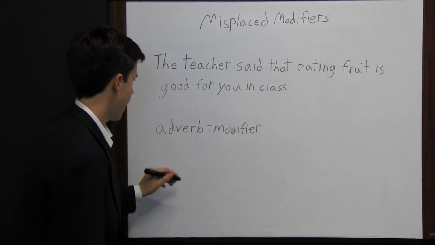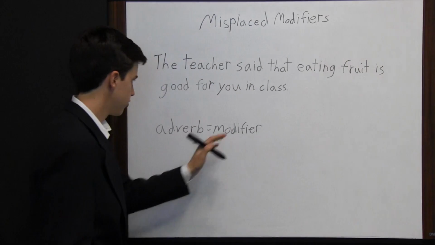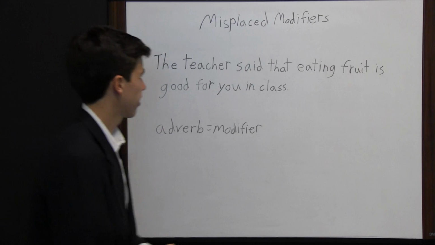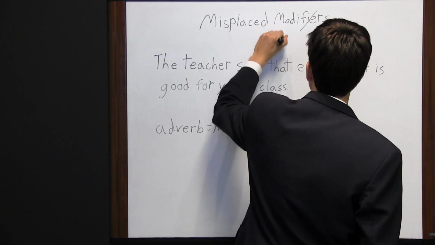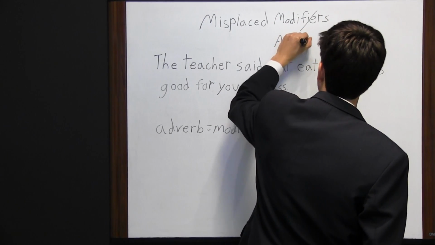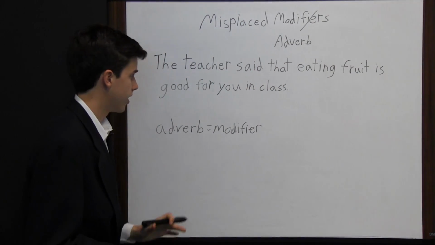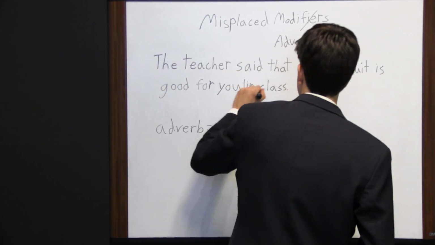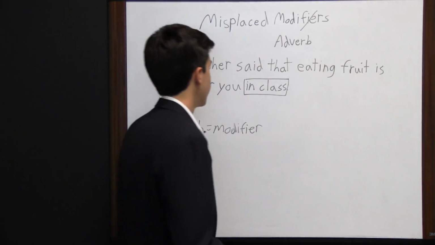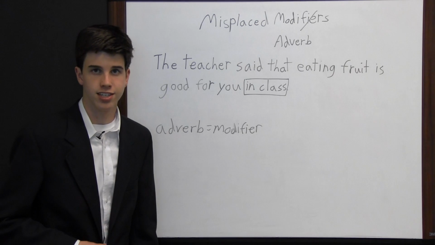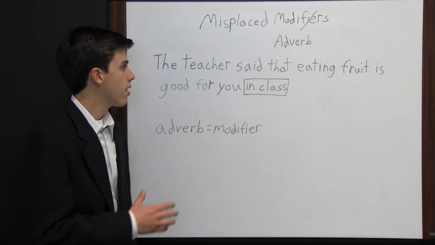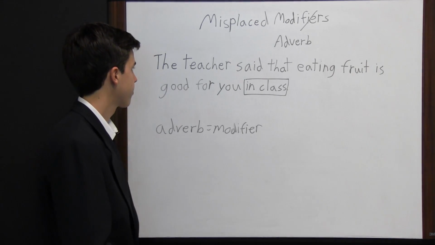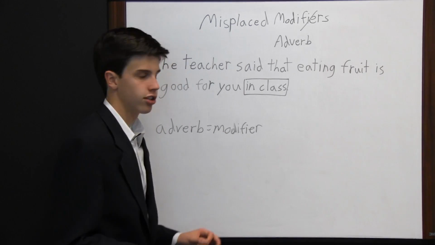So I'm going to write up here on the board adverb equals modifier. Modifier is the same thing as an adverb. So when we're saying a misplaced modifier, we're actually saying misplaced adverb. Okay, so you're looking at this sentence thinking, where is the adverb? In class collectively is the adverb. This is what you call an adverbial phrase. It's a group of words that collectively takes the form of an adverb, or collectively does the job of an adverb. So adverbs often answer a question.